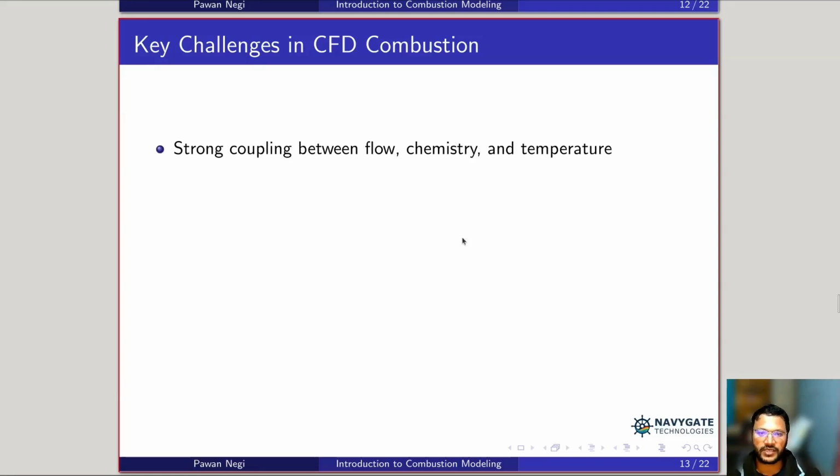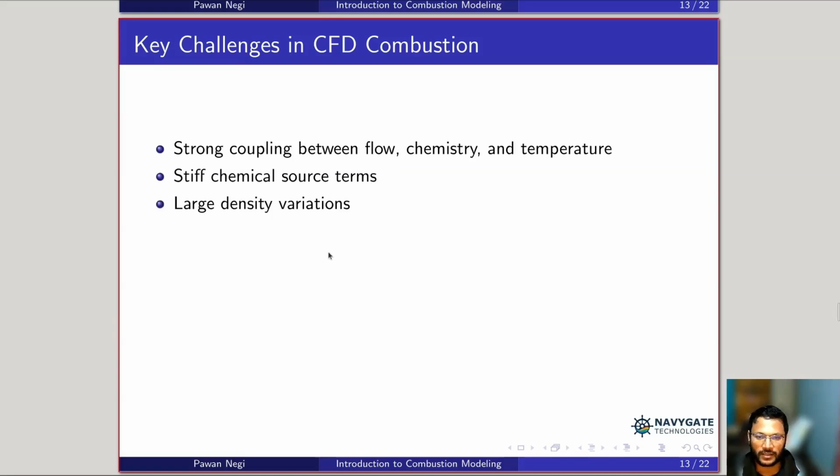Key challenges in CFD combustion are, as we have already talked about, but let me reiterate, a strong coupling between flow, chemistry and temperature. Then the stiff chemical source terms are involved. I'll explain the chemical source terms in the next few slides, that is, what the source terms are that come from the chemical reactions. Then there are large density variations, because these chemical reactions give rise to very large variations of temperature that give rise to large density variations.